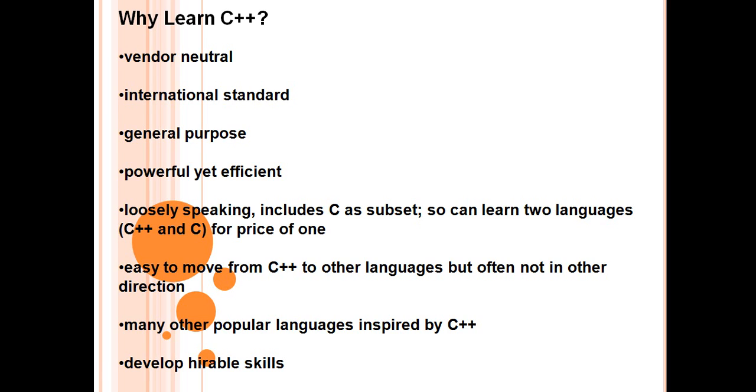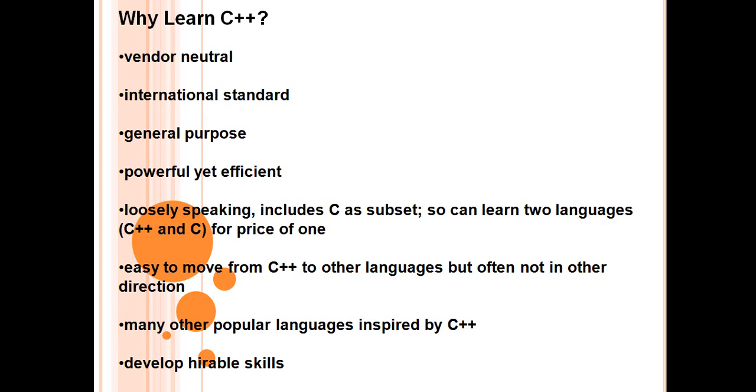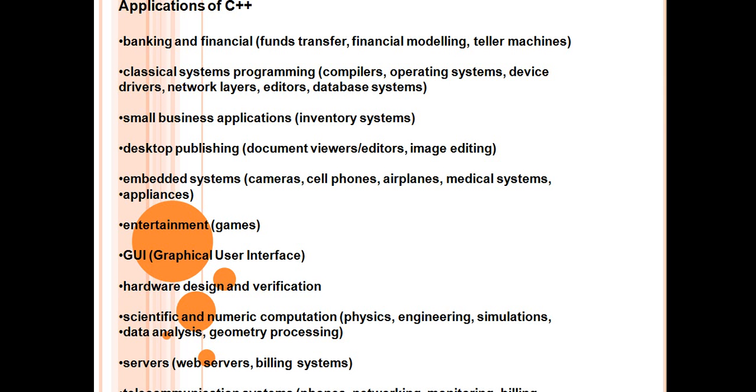Why learn C++? It is vendor neutral, an international standard, general purpose, powerful yet efficient. Loosely speaking, it includes C as a superset, so you can learn two languages, C++ and C, for the price of one. It is easy to move from C++ to other languages but often not in the other direction. Many other popular languages were inspired by C++. Develop hireable skills.